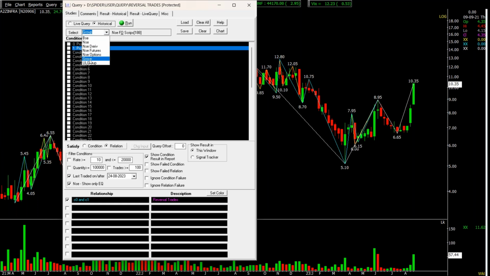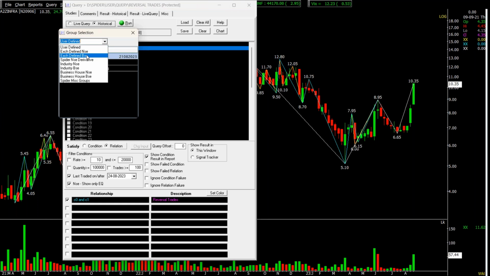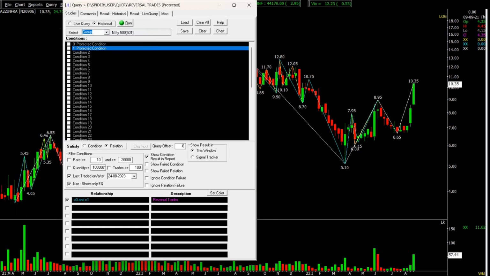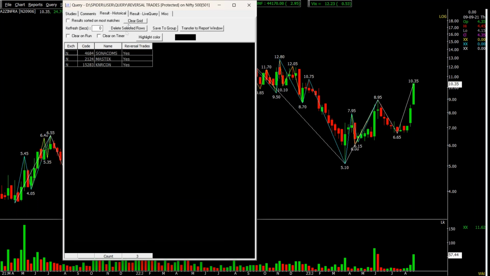Again, we'll run this on Nifty 500 for now, because I already discussed many stocks for swing breakout. So we'll consider this in Nifty 500. We'll see what the results are. C0 and C1 reversal trades. We'll run it. So we have this many stocks.